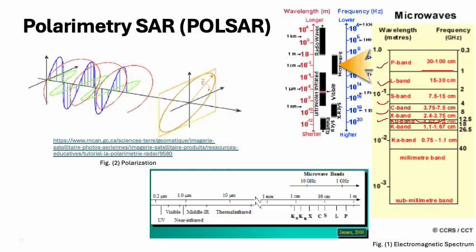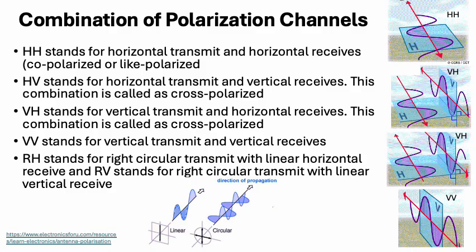Electromagnetic waves have two polarizations as shown in figure 2. One is horizontally oriented and the other vertically oriented. The Polarimetric Synthetic Aperture Radar system uses these polarized components of the electromagnetic spectrum. There are four combinations of polarization channels.